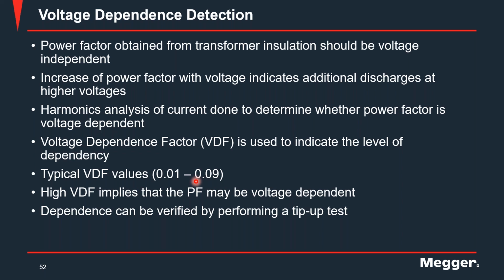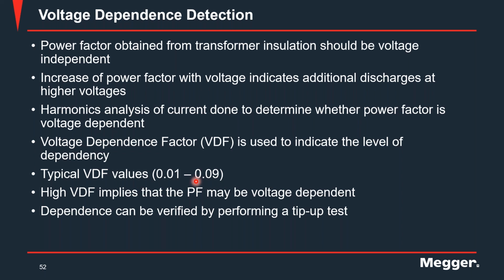Voltage dependence detection is another feature which our power factor test set has, which is unique to our test set. When you do power factor testing on rotating machinery, you would see a tip up in the power factor, which means that the power factor increases with voltage. But that shouldn't be the case when it comes to transformer insulation. Transformer insulation power factor should not increase with voltage. If it increases with voltage, it means that there is additional ionization, additional losses occurring in the insulation, which is causing the power factor value to go up.